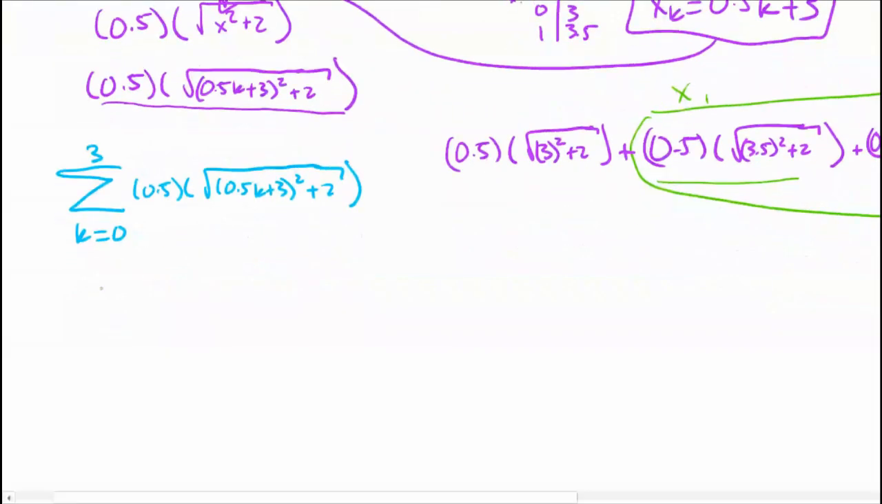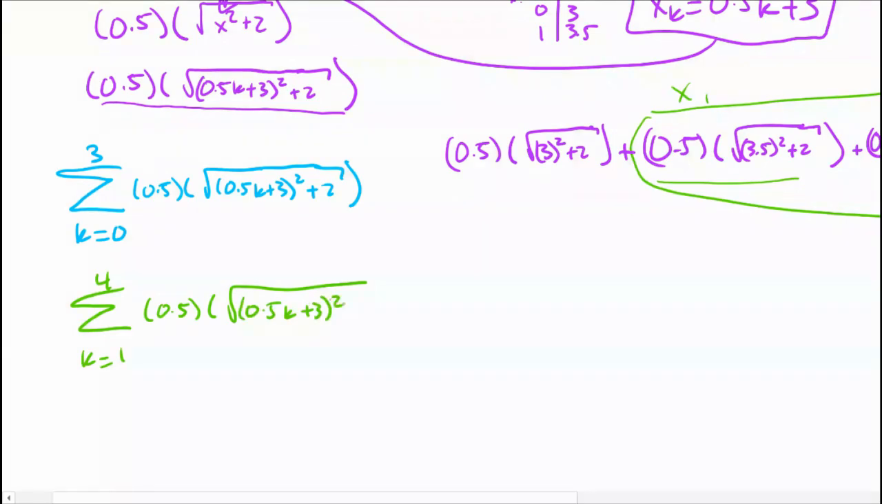My right endpoint I'll do in green here. K equals 1. I'm going from 1 to 4 this time. So I got 0.5 times the square root of 0.5k plus 3 squared plus 2. So what you should notice is that the argument here is the same for both. What I underline here in purple is the same for left endpoint and right endpoint. The only thing that changes here is the k value that we start with and end with.